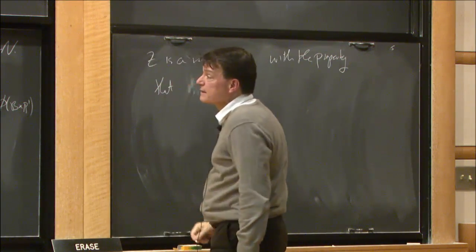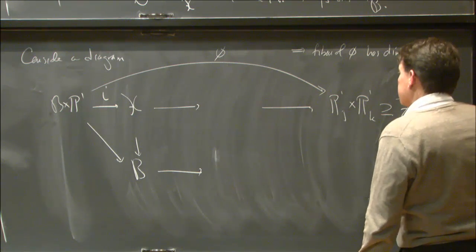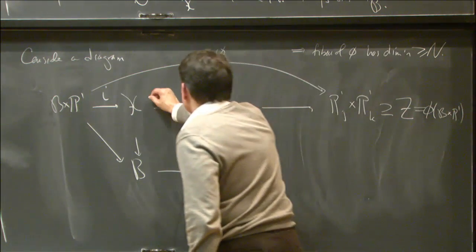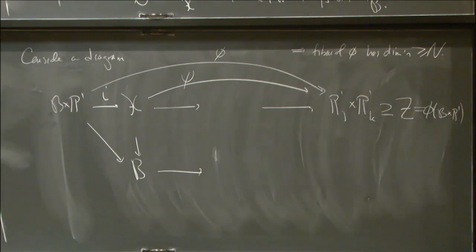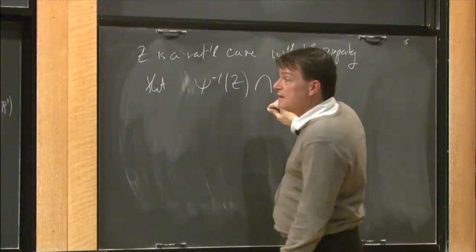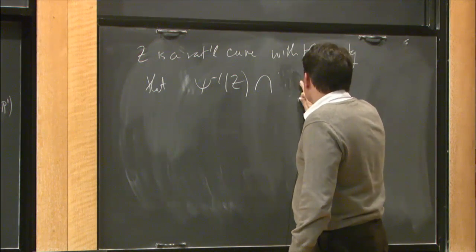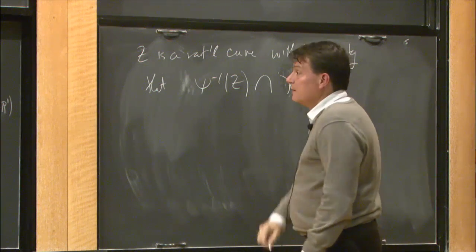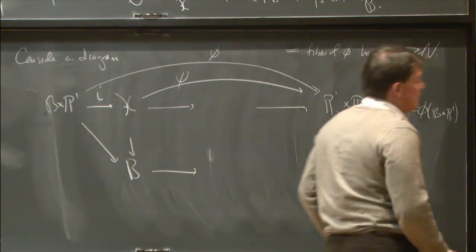That if I take, I need another map here, unfortunately. So let's have a map, which will be C. So if I take C inverse of Z and then intersect it with one of these fibers, so XB at some point, well, this has to have a component, namely the image of this P1 here. So it has to have a rational component.